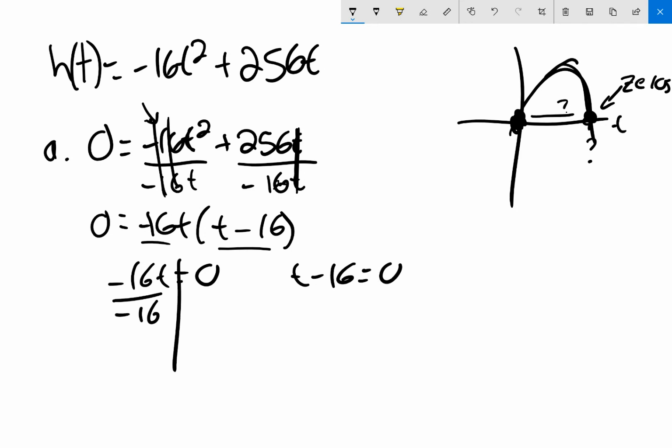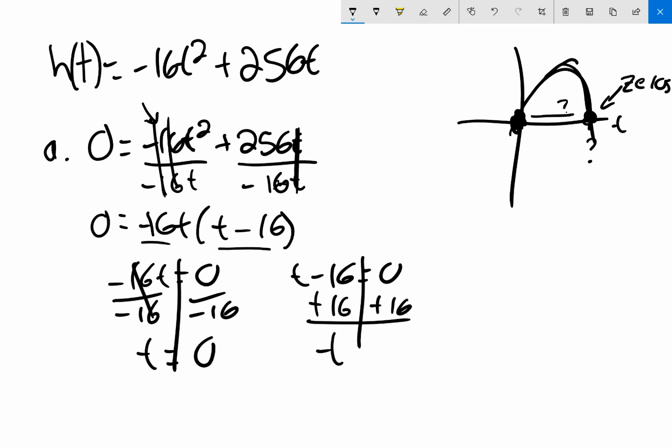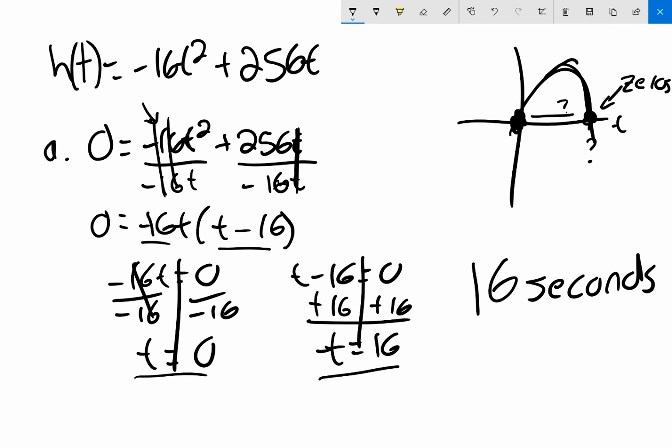When I solve for each of these, I get t equal to 0, right? 0 divided by negative 16 is still 0. And for this one, I get t equal to 16. So the rocket was in the air from 0 seconds to 16 seconds. That means it was in the air for a total of 16 seconds. Okay, and that would be part A.